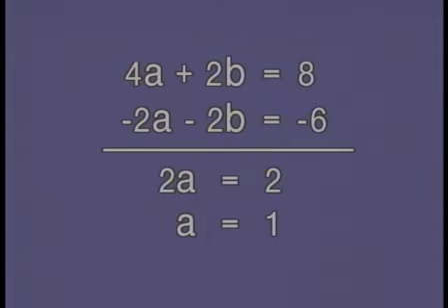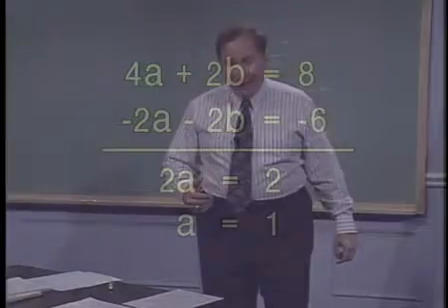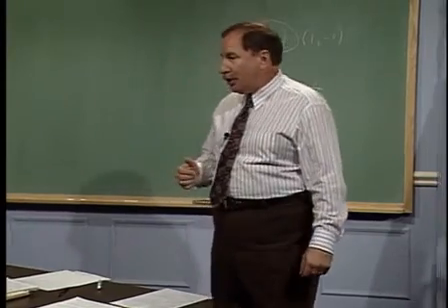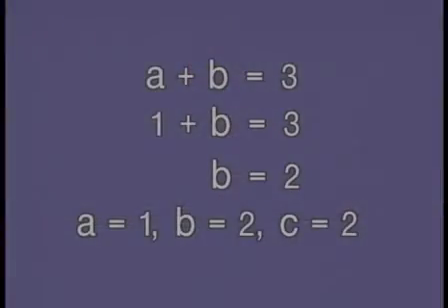And if a equals 1, what do we have? We have a, we have c, we need to solve for b. So the next visual shows us the remaining equation, a plus b equals 3. But a is 1, so 1 plus b equals 3, and therefore b equals 2. And we have the solution, a equals 1, b equals 2, and c equals 2.